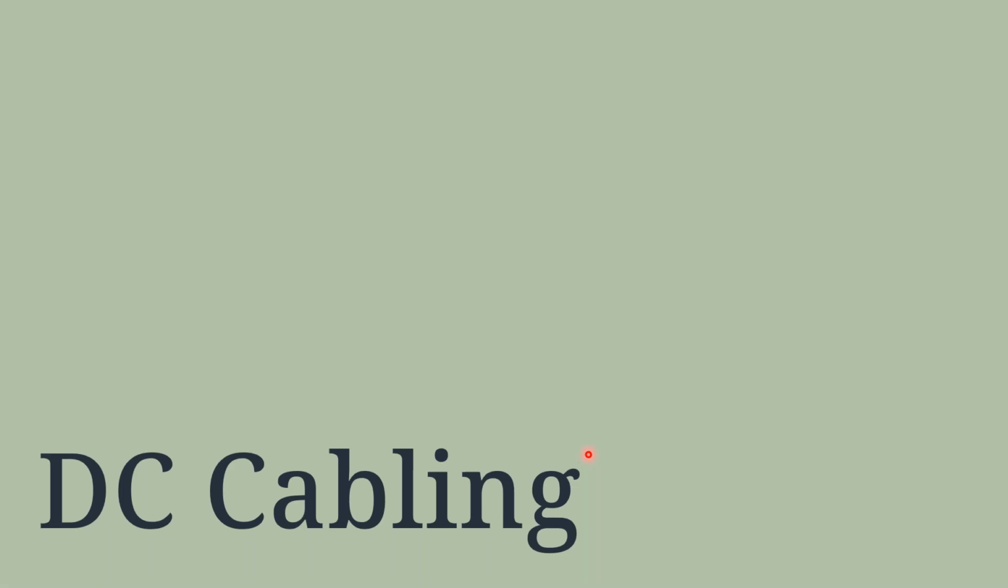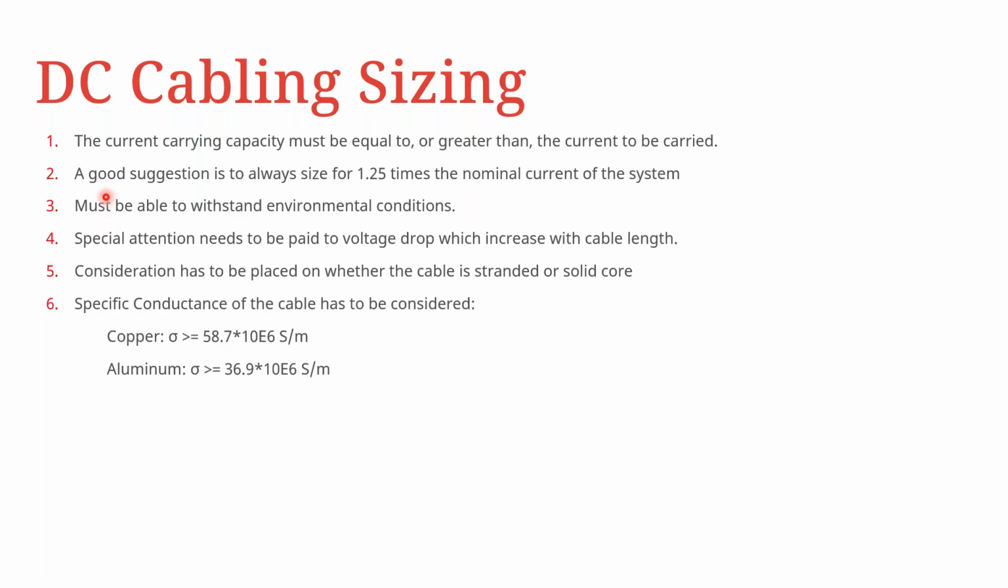On the next section on DC cabling. So DC cabling sizes. The current carrying capability must be equal to or greater than the current to be carried. A good suggestion is to always size for 1.25 times the normal current of the system, as well as being able to withstand environmental conditions, so being exposed to open elements. And special attention needs to be paid to the voltage drop with increasing cable length.